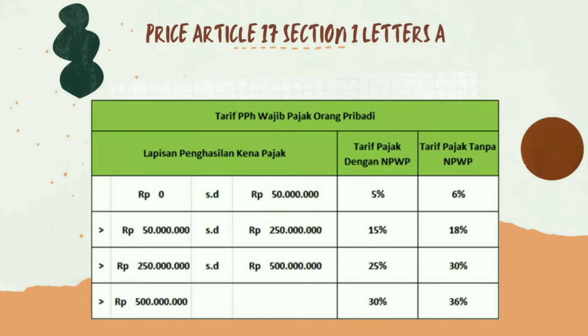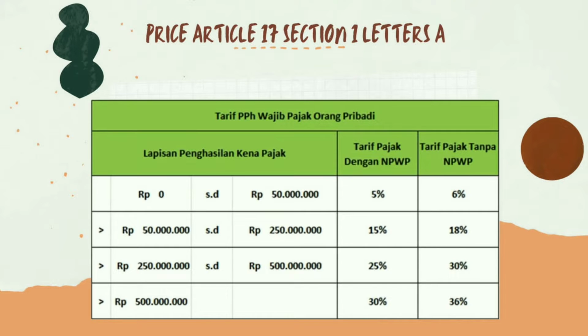So here for 0 to 50 million, a 5% rate is imposed. Then if it is greater than 50 million to 250 million, a 15% tariff is imposed. The third layer is above 250 million to 500 million, which is subject to 25%. If it is above 500 million, the highest tariff is 30%.